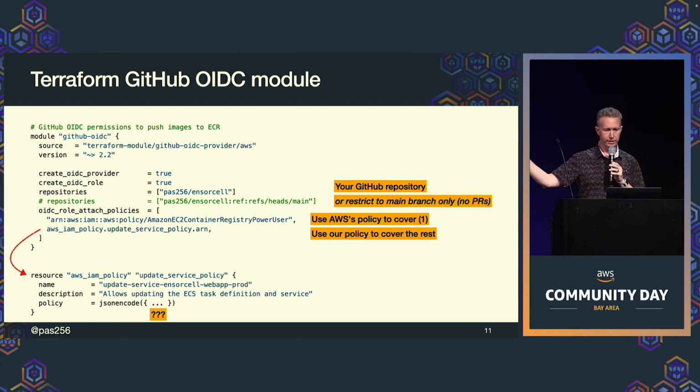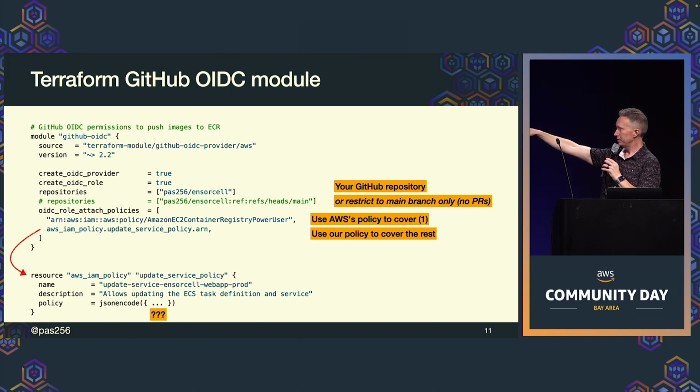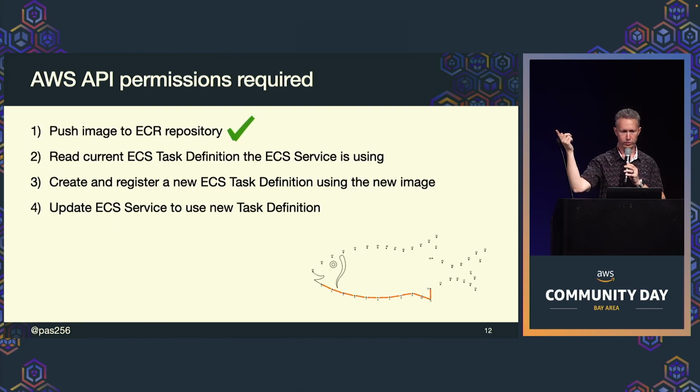We're going to use the managed AWS policy to cover number 1. And then we're going to define what that role is, or that policy is, for that second step. And so the main point is, like, what goes in that policy definition there? Because number 1, we've already got covered.